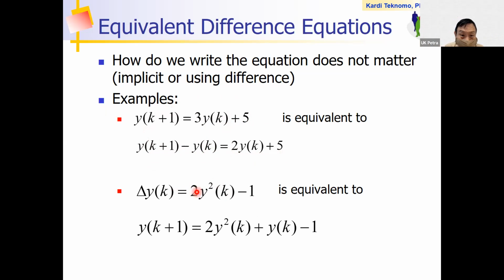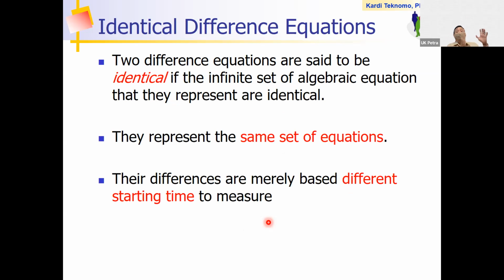The same thing here. Delta yk equal to 2y squared, so this is quadratic already. This is nonlinear, minus y squared k minus 1. This is equivalent to what? Because delta is equal to yk plus 1 minus yk, I can put that delta up, and then one of that I put here on the right side. So this is again equivalent. Two difference equations are equivalent if they are producing the same sequence.